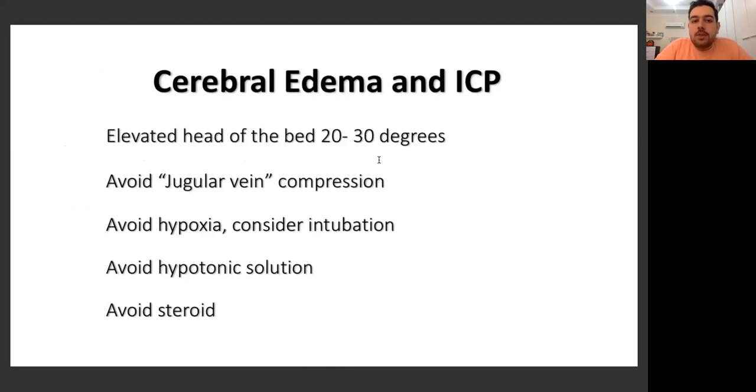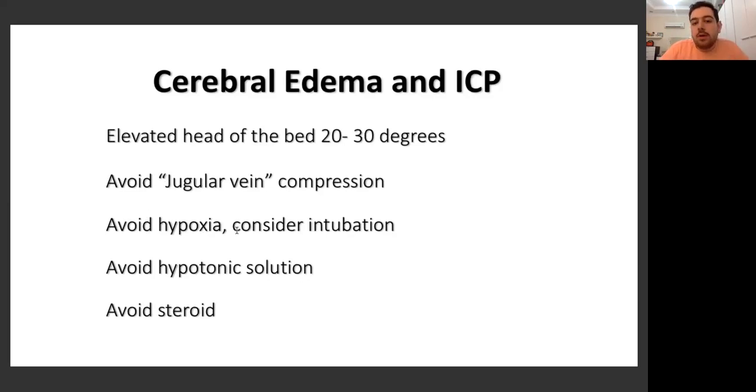So how do we manage cerebral edema? We just need to lower the intracranial pressure so that the patient does not develop signs of herniation that can lead to immediate death. So these are some of the techniques that can be used clinically. We can sometimes elevate the head of the bed. We avoid anything that could compress the jugular veins and thus compromise the drainage of the brain blood supply.